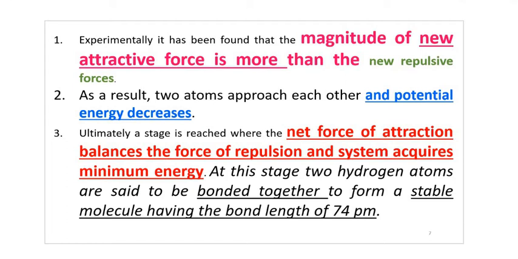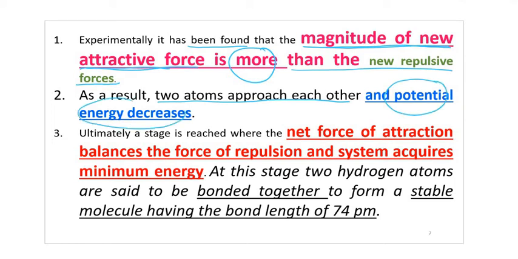Now experimentally it has been found that the magnitude of net attractive forces, I want to repeat the term, that is magnitude of net attractive forces is more than the net repulsive forces of interaction. Thus, as a result, when the two atoms approach each other, their potential energy will be decreasing. Ultimately, a stage is reached where the net force of attraction balances the force of repulsion and the system acquires minimum energy.